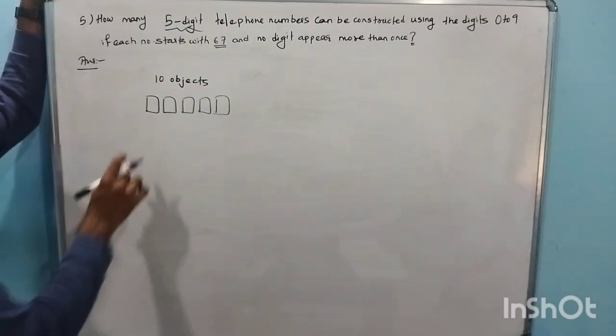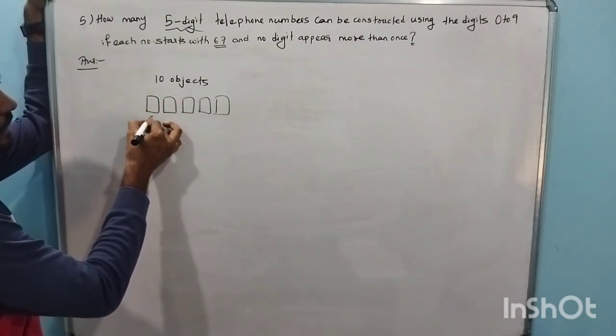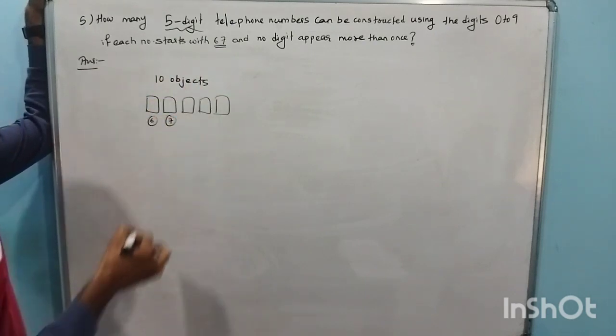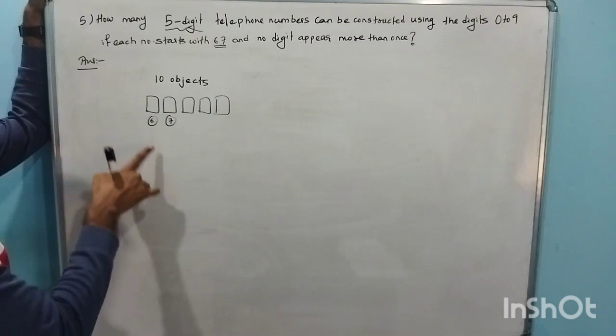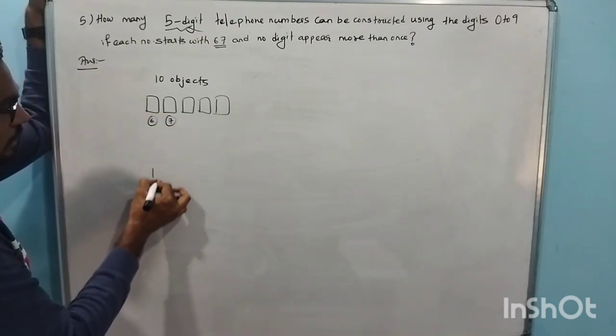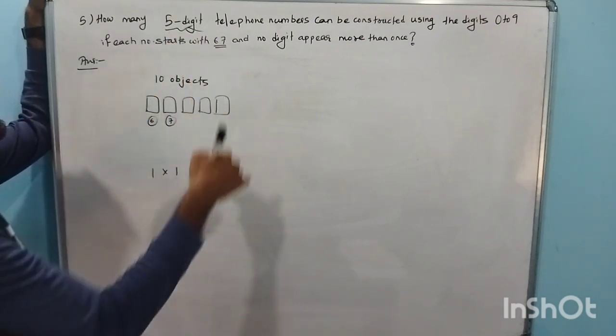First of all, for the first place, there is only one choice, that is 6. For the second place, there is only one choice, that is 7. Here we can't take anything else. First place only 6 and second place only 7, only one, out of this 10.